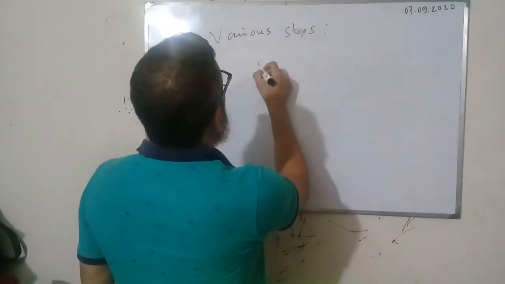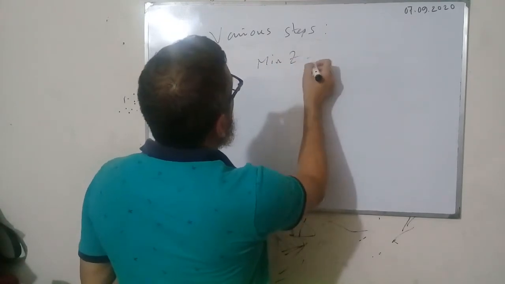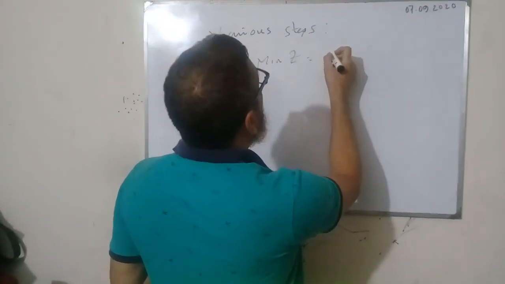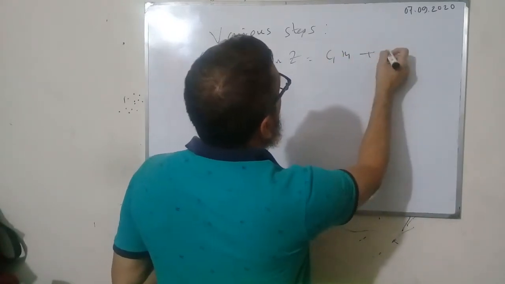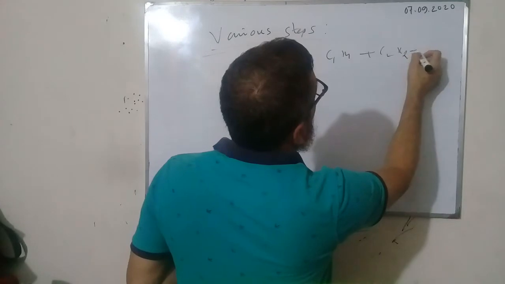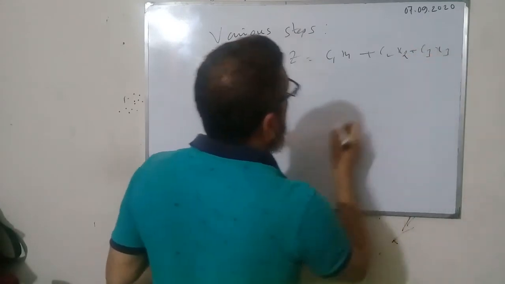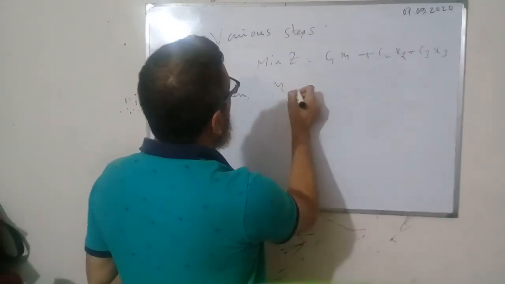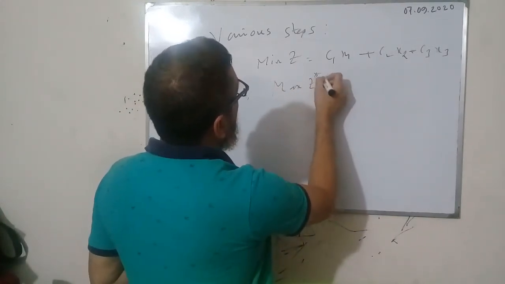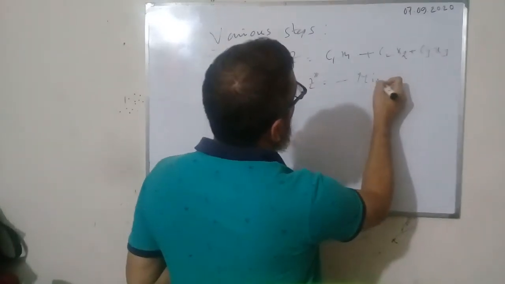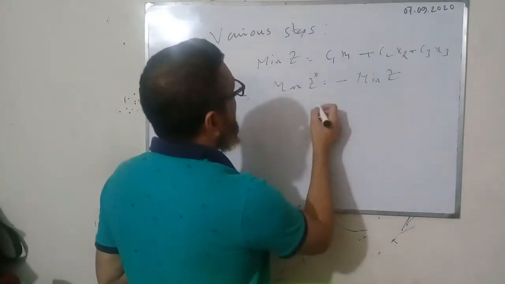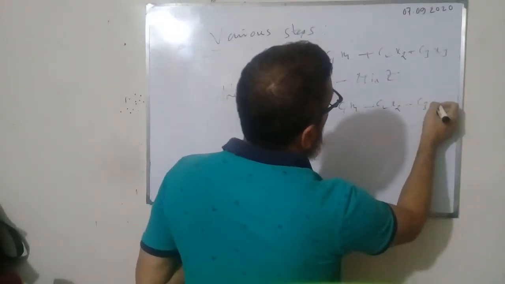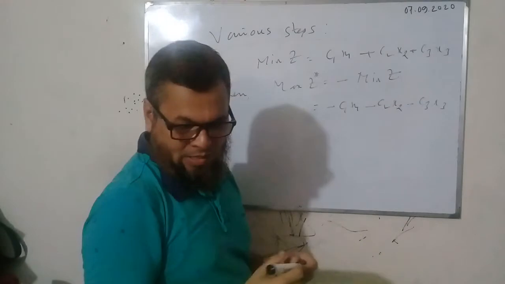For example, suppose our objective function is minimum Z equal to c1 x1 + c2 x2 + c3 x3. Then maximum Z star equal to minimum Z, that is, minus c1 x1 minus c2 x2 minus c3 x3.